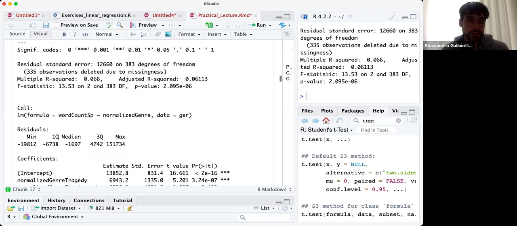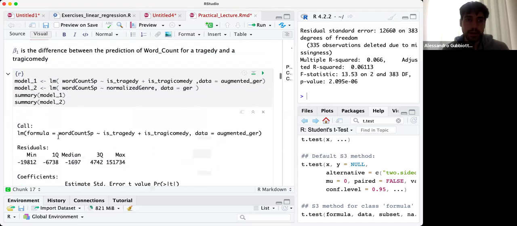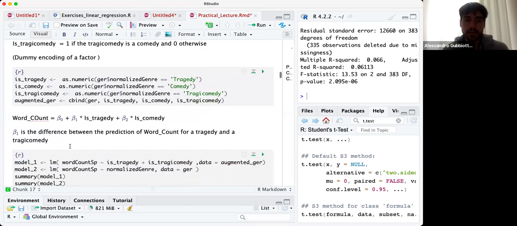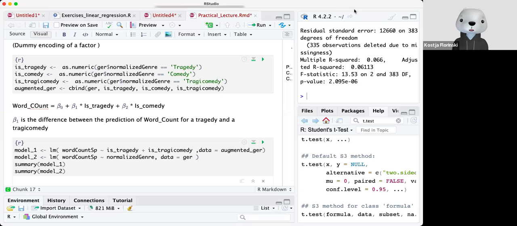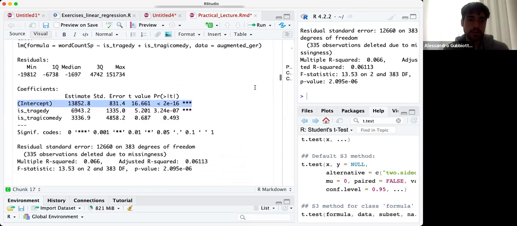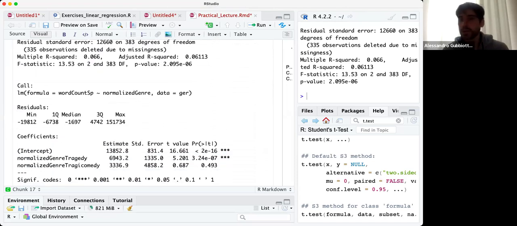Okay, so do you have questions concerning this dummy encoding for factors with three or more levels, like when you can choose between not only two alternatives but three or four? For me, it looks clear. Okay, that's good.